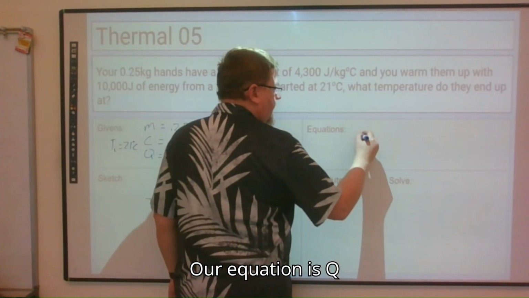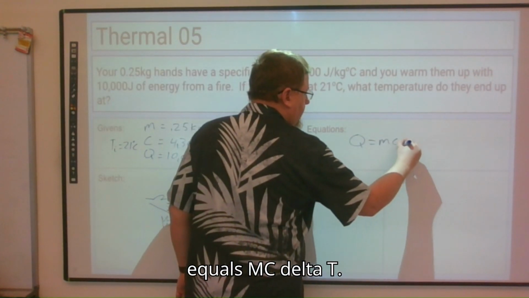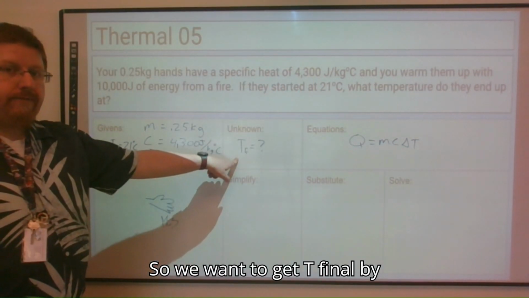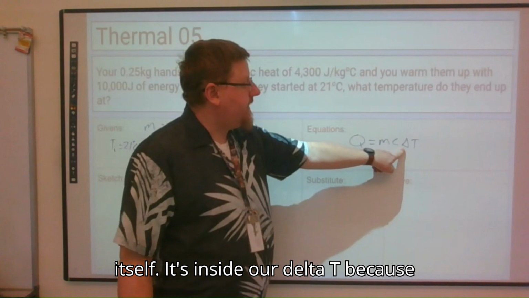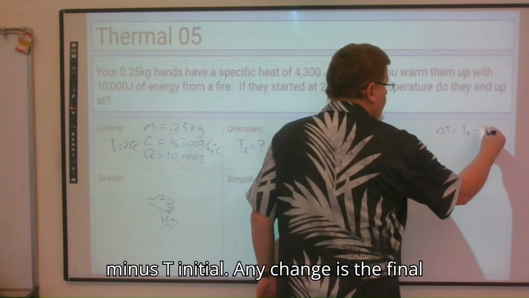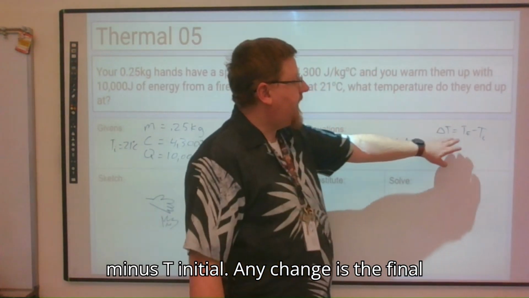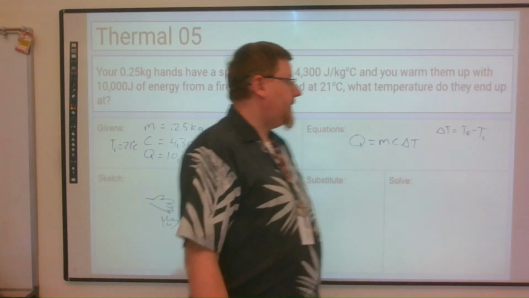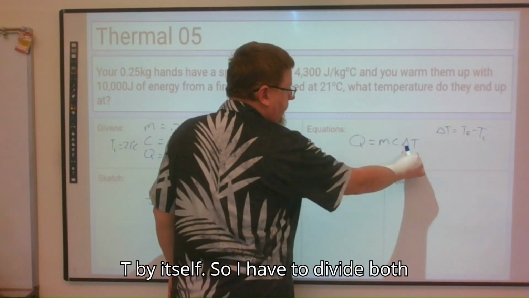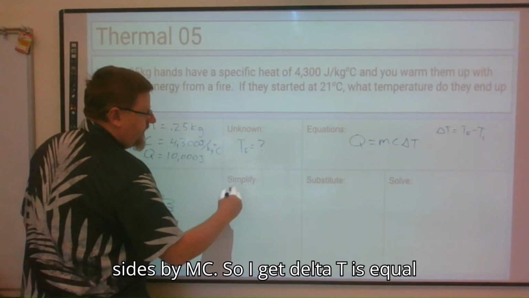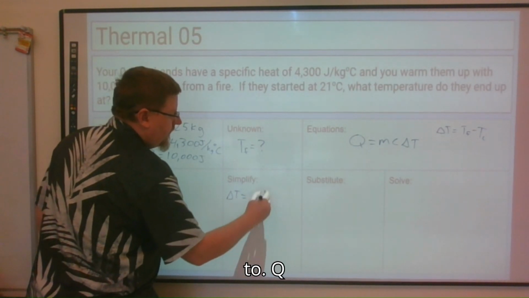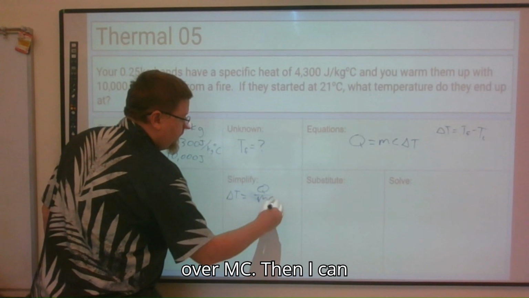Our equation is Q equals mc delta T. So we want to get T final by itself. It's inside our delta T because delta T is equal to T final minus T initial. Any change is the final value minus initial value. So first thing I want to do is get delta T by itself. So I'd have to divide both sides by mc. So I get delta T is equal to Q over mc.